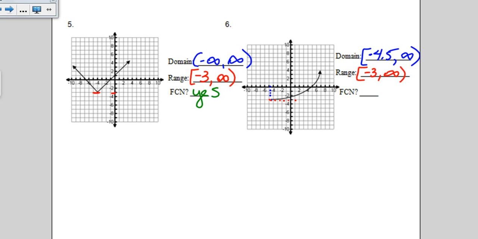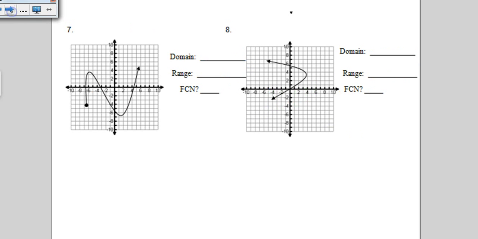And then does this pass the vertical line test? Sure does. So yes, it is a function. Okay, now 7, I really did not intend this to be this difficult, so I apologize. The domain of number 7, if you look at the leftmost endpoint, it seems to be at -6.5 maybe. And then it goes forever to the right. So we're going to have a bracket on -6.5, but a parenthesis on the infinity.